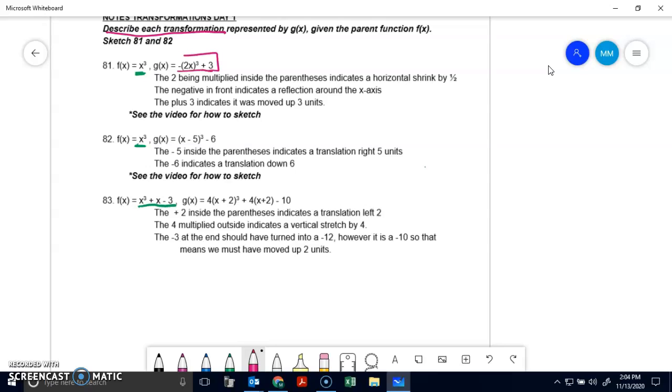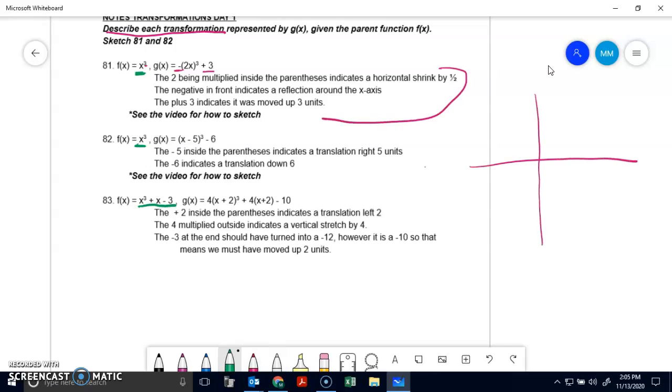Identify the transformations. I see a 2 being multiplied on the inside, so that's a horizontal shrink by 1/2. It's the same as the parabolas. The transformations don't change. The only thing different is now this is an x to the third. That tells me the parent function. But how I do the transformations is no different. The fact that there's a negative on the outside, that's a reflection around the x-axis. Then plus 3 on the outside, that's up 3, because it's on the outside. So the transformations are the same as before. So that's the first part. You've identified them. Now let's see if we can sketch that.